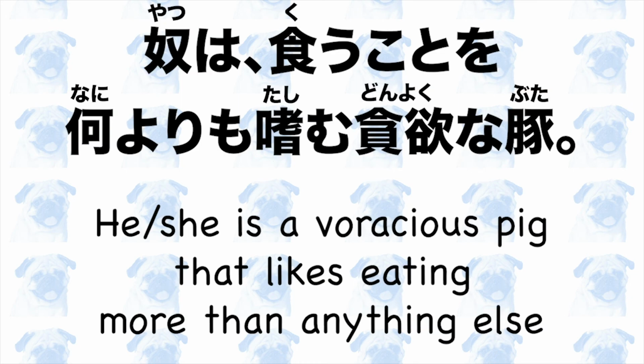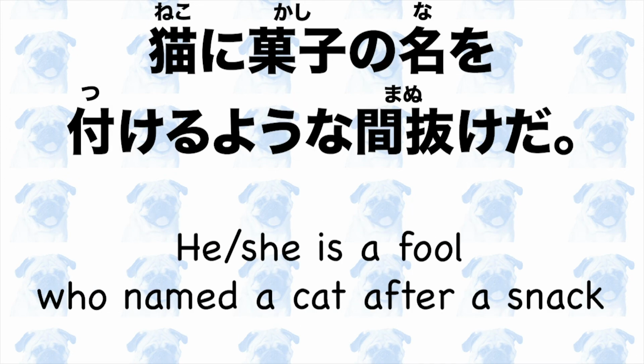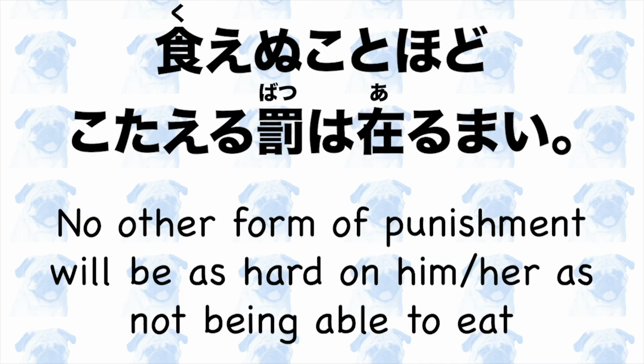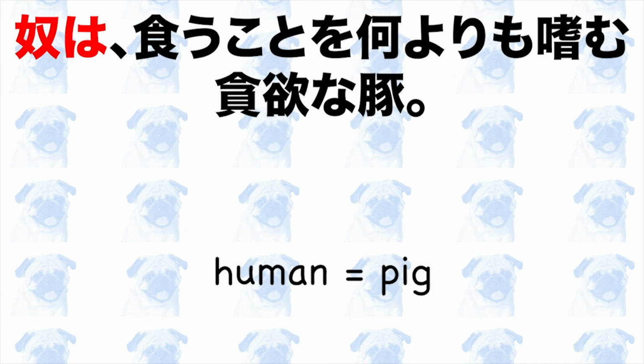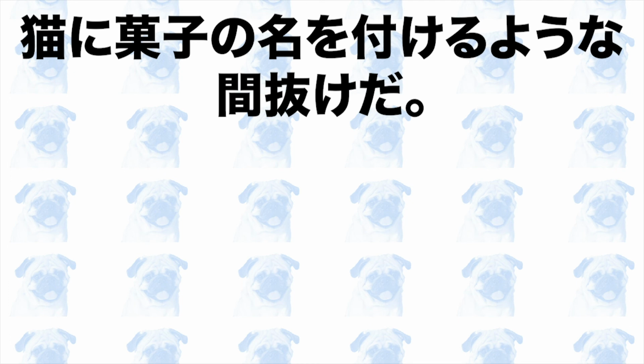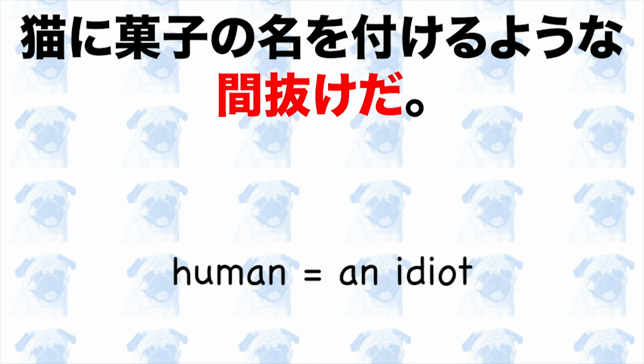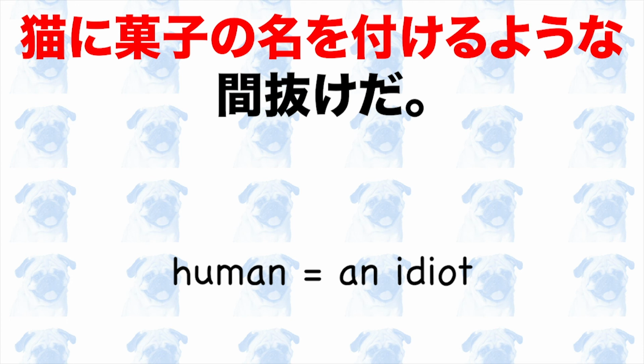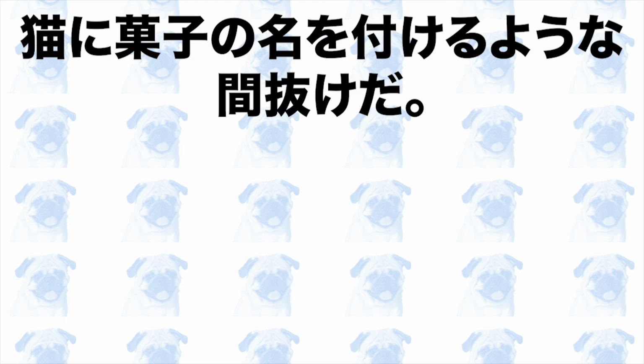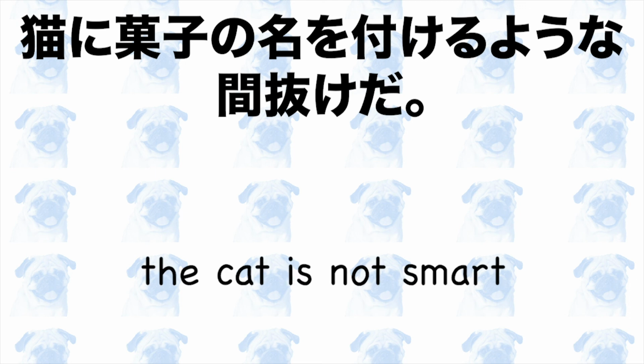the human. 奴は食うことを何よりもたしむ貪欲な豚。猫に歌詞の名をつけるような間抜けだ。食えぬことほど答える罰はあるまい。The first sentence is another metaphor, likening the human to a voracious swine. The cat continues roasting the human in the second sentence, declaring him a fool for confusing the cat for a snack. Although the human, in reality, is fully aware that the cat is not a cookie. This again demonstrates that the cat is actually not very bright.